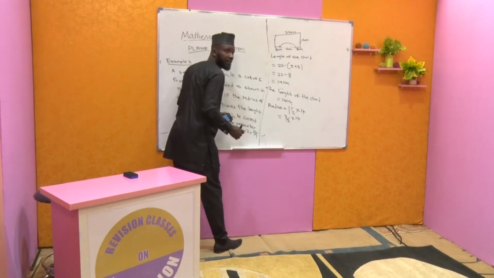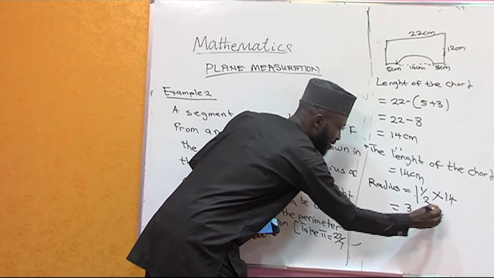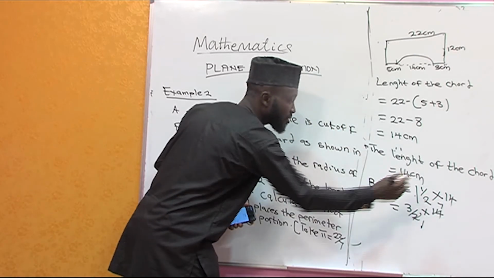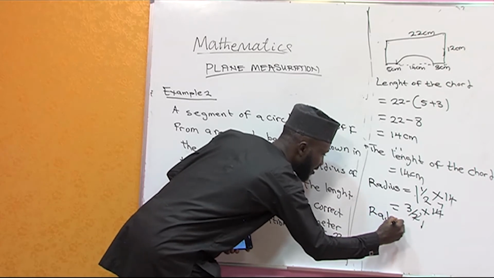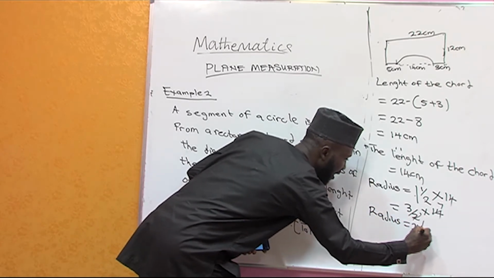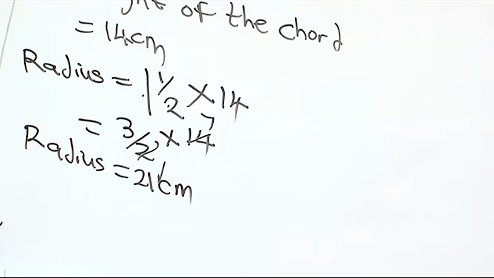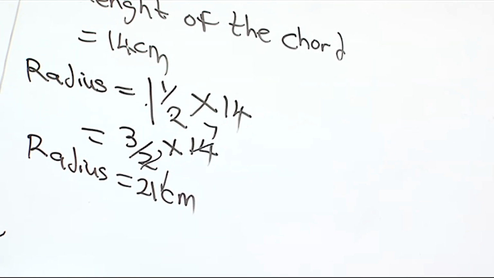And at the end, this cancels and gives me 7. Then 3 multiplied by 7 will give me 21. So my radius is equal to 21 centimeter. Now, we are asked to find what?